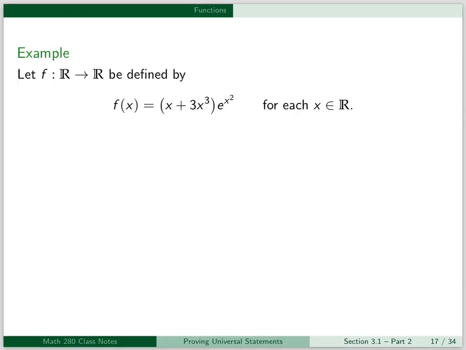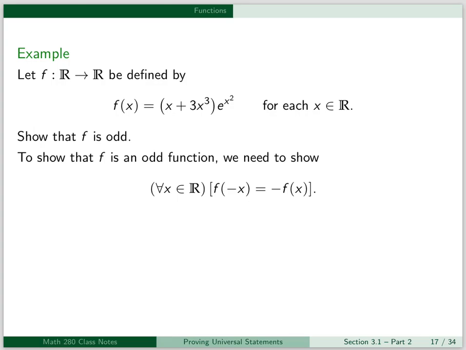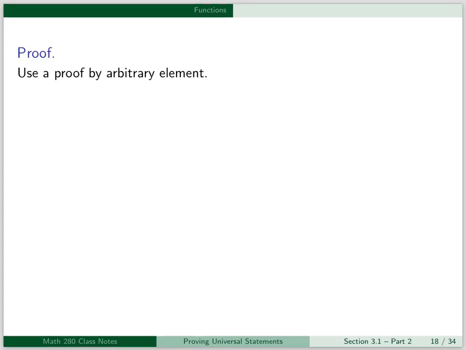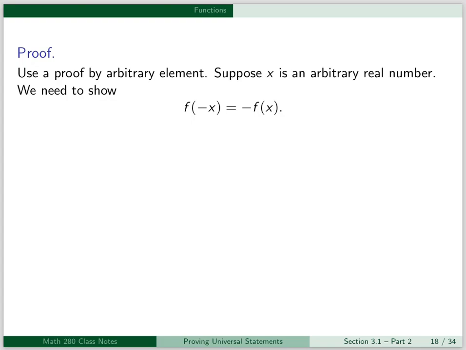For another example, let f from R to R be defined by the formula f of x is x plus 3x cubed quantity times e to the x squared for each x in R. We want to show that this function f is odd. To show that f is an odd function, we need to show for all x in R, f of minus x equals minus f of x. So we'll use a proof by arbitrary element again. Suppose x is an arbitrary real number. We need to show f of minus x equals minus f of x.